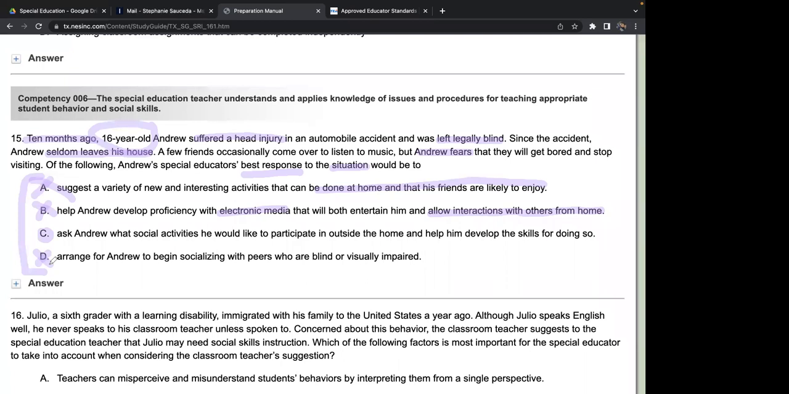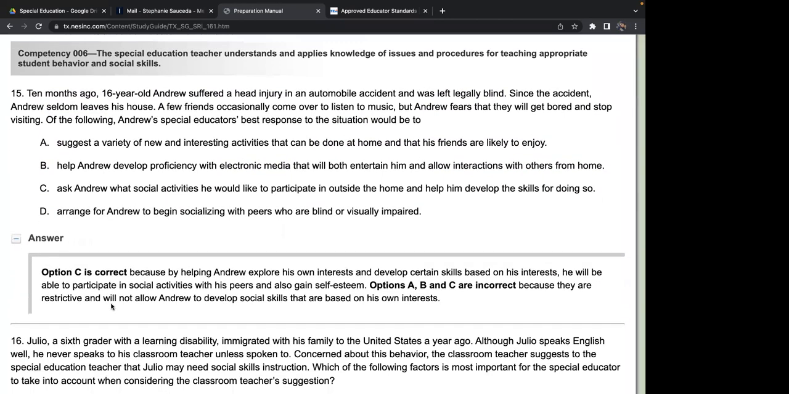Now, would you only arrange for them to just begin with that? No, you would want to ask what are they interested in. Remember, any answer choice that gives you the option of listening to the human being that is a student, taking their interests and their personhood and helping that be a strength and helping them build on that as a strength later, that's always going to be the right answer. You want to help Andrew explore his own interests and develop certain skills based on his interests.